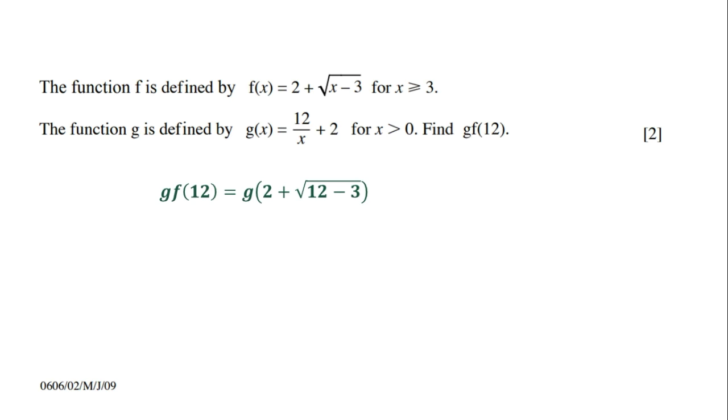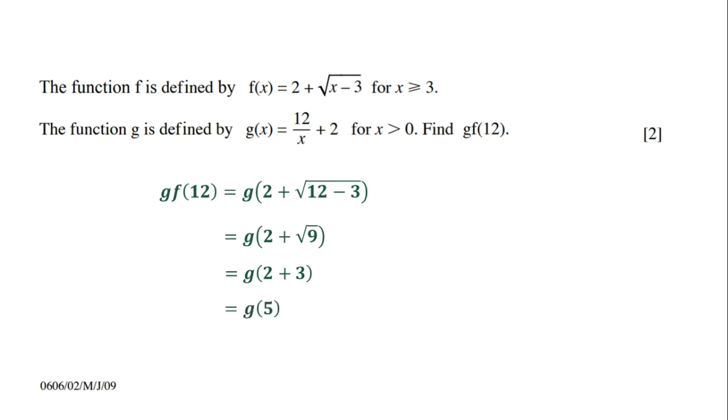g of f of 12 is equal to g of 2 plus square root of 12 minus 3. Remember, f of x is 2 plus square root of x minus 3. This x becomes 12 since we are changing the value of the x into the f by 12. So it will become 12 minus 3, and 12 minus 3 is equal to 9, so therefore it will become g of 2 plus the square root of 9, and square root of 9 is equal to 3. Therefore it will become g of 2 plus 3, and 2 plus 3 is equal to 5.